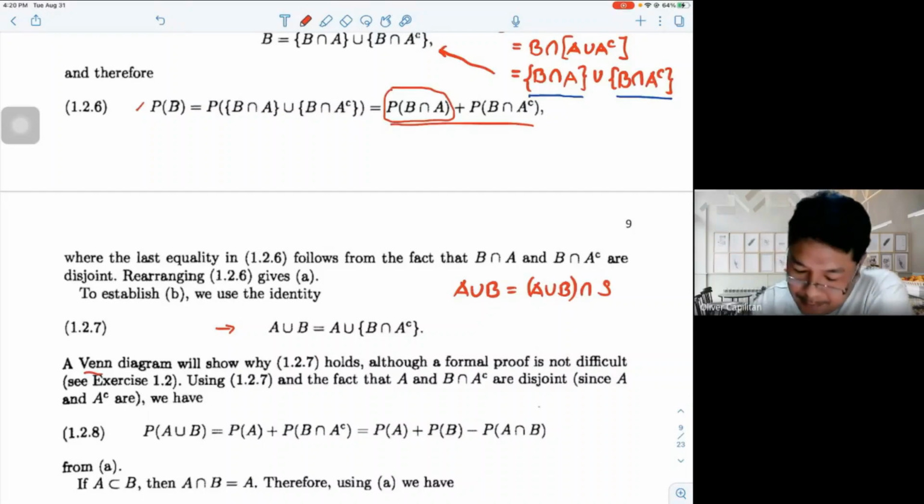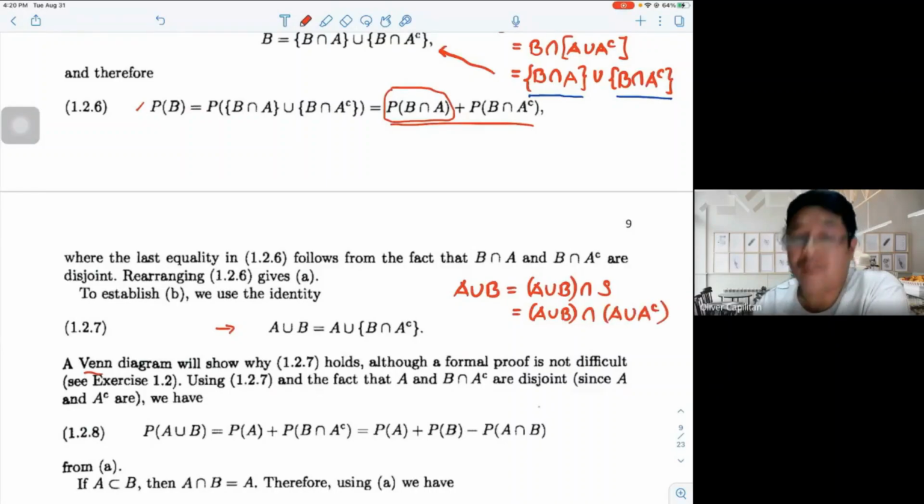And then after that, A union B intersection, we can take S here to be A union A complements.